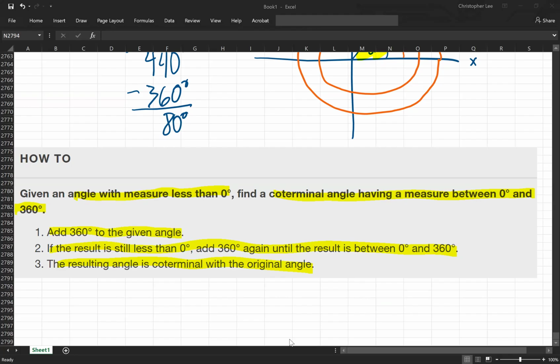No inverse. That's it. If it was in radians, then yeah, you would flip it back.